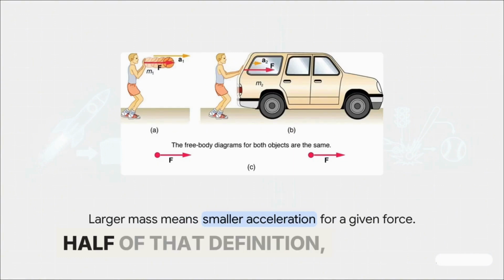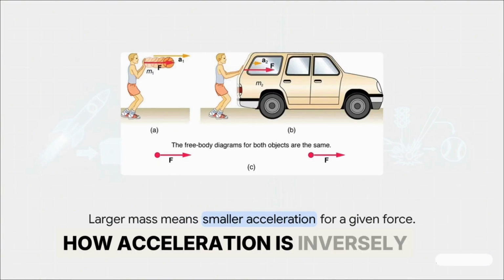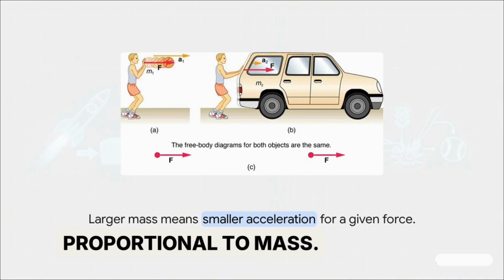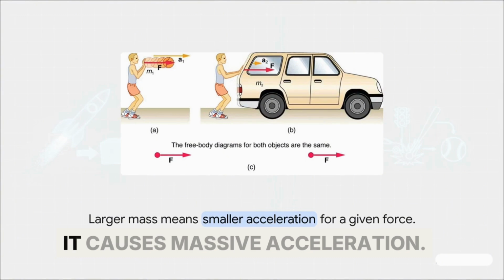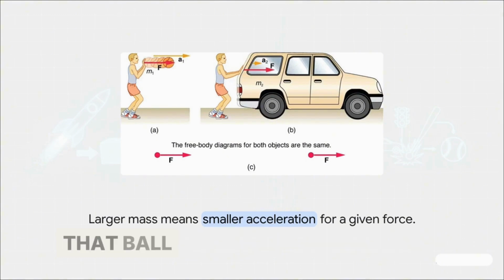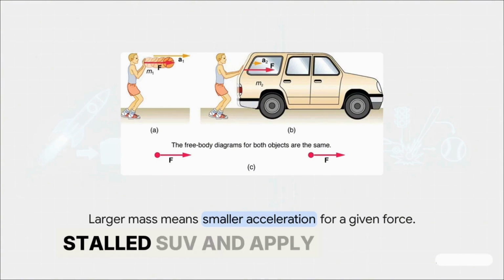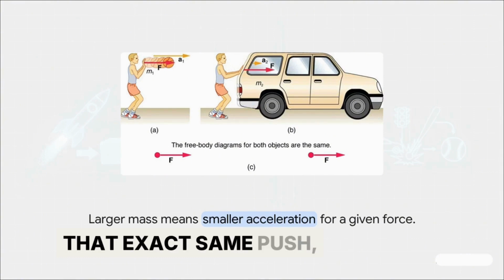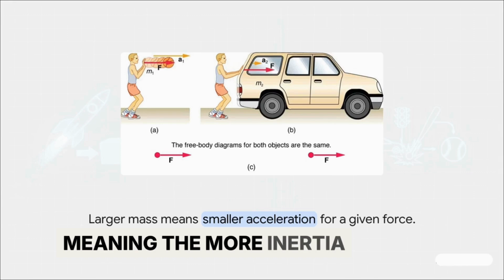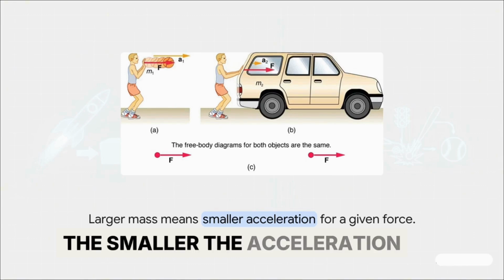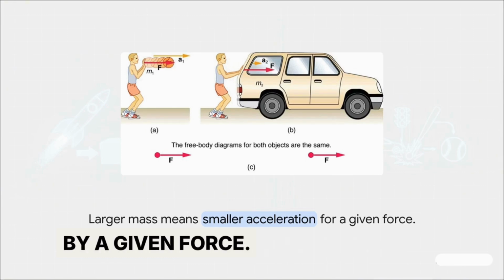Now think about the second half of that definition, how acceleration is inversely proportional to mass. If you apply the exact same physical force to a lightweight basketball, it causes massive acceleration. That ball is going to fly across the court. But if you walk up to a heavy, stalled SUV and apply that exact same push, it barely moves. The larger the mass, meaning the more inertia the object has, the smaller the acceleration produced by a given force.